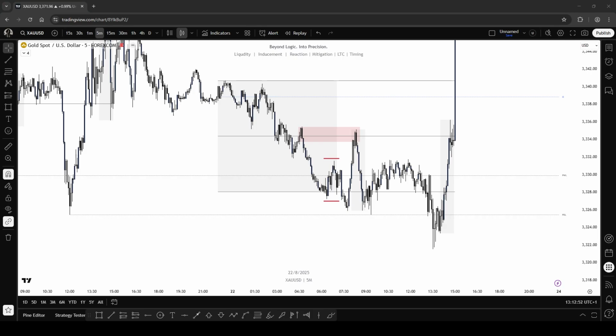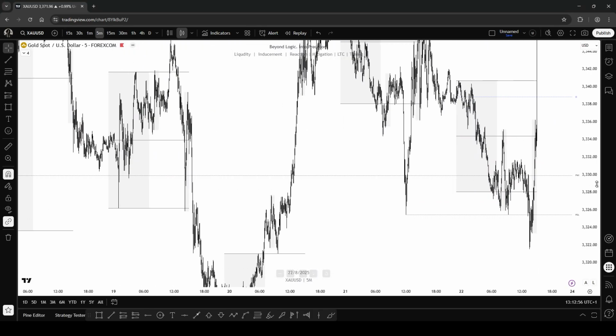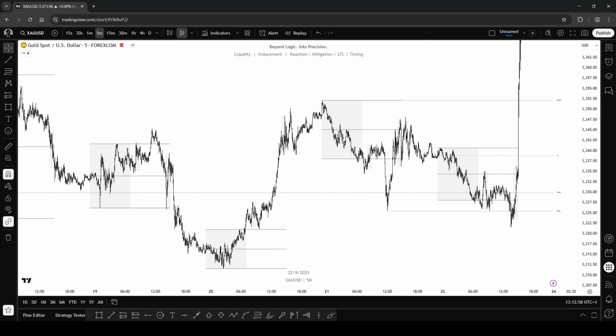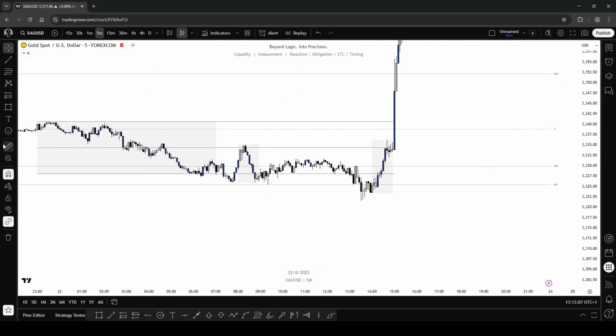Yes, we do have a really nice entry, but I'm afraid right now to talk about entries because I'm planning on something good, right? So I don't want to mix up the stuff. But yes, we had a really nice entry, and I can just give you a hint. We had an entry in these few candles.